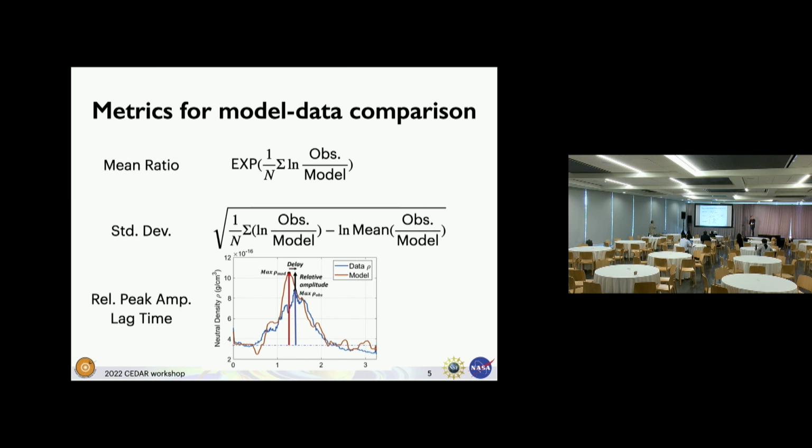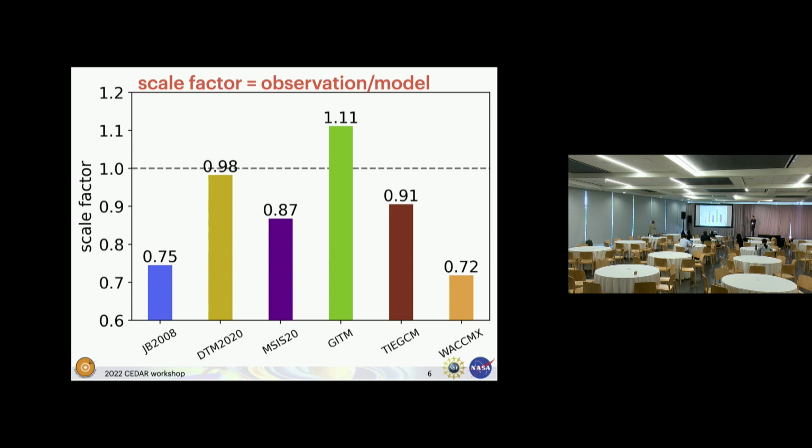So we calculate four different metrics here: mean ratio, standard deviation, peak amplitude, and lag time. The takeaway for this slide is that we calculate in the log space, not just in the linear space. This is a scale factor we calculate during phase 1. A value larger than 1 means the model underestimates, and a value less than 1 means the model overestimates. So GITM is the only one underestimating the neutral density, in general.